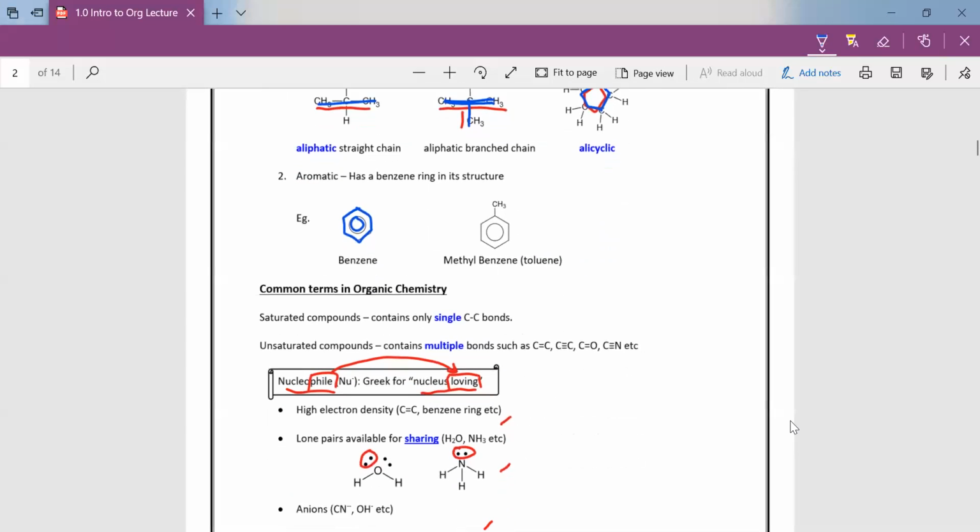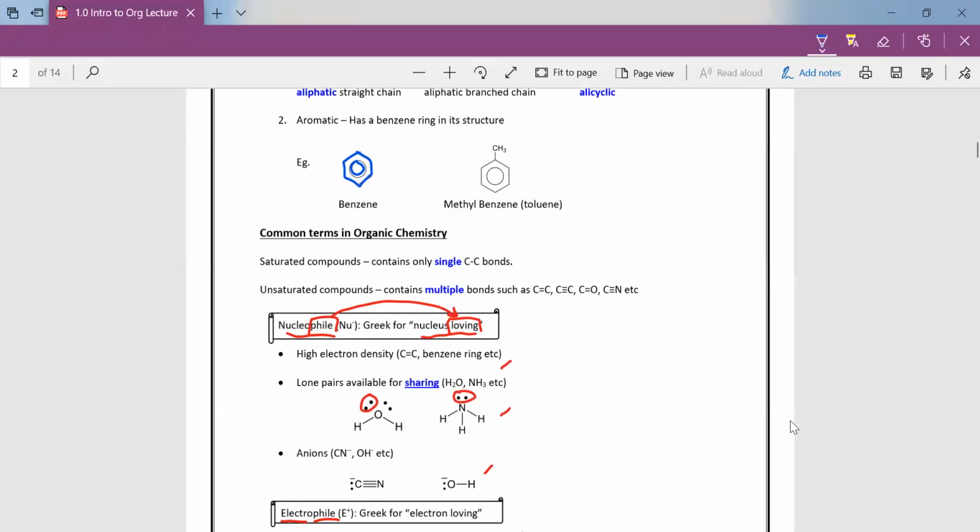Okay, so let's look at the common terms in organic chem. We have these two terms, saturated and unsaturated. What does it mean? It basically means that saturated compounds contain only single carbon-carbon bonds. Unsaturated compounds contain multiple bonds.